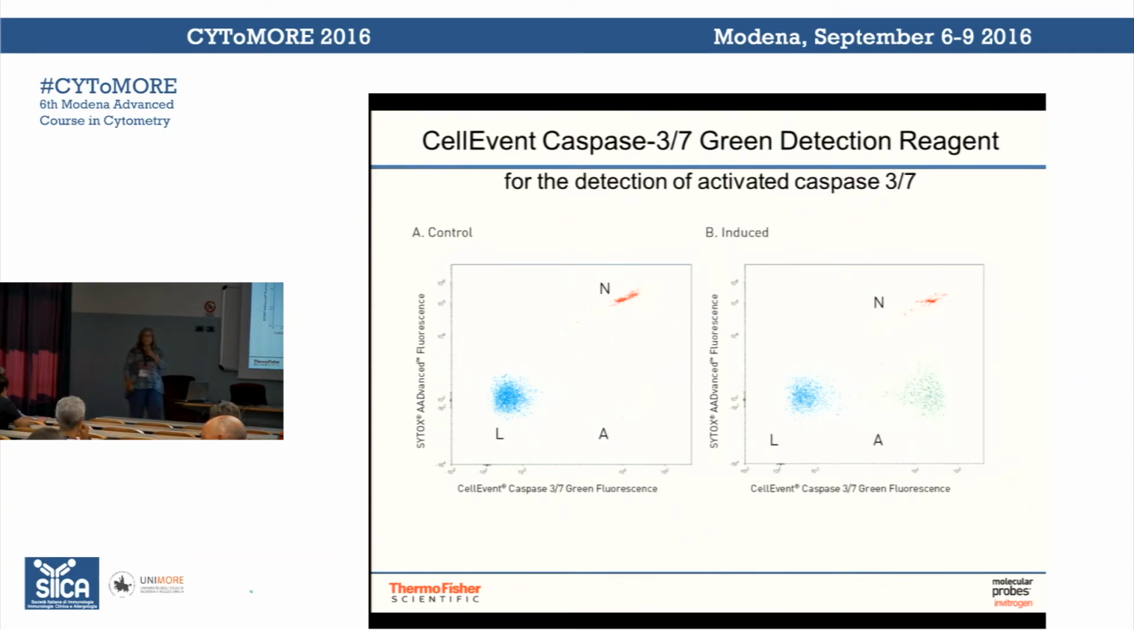And with flow, the ability to multiplex is a new thing for a lot of these functional assays, but I would recommend adding in some sort of dead cell stain. So here we get our population of live, apoptotic, and necrotic cells.